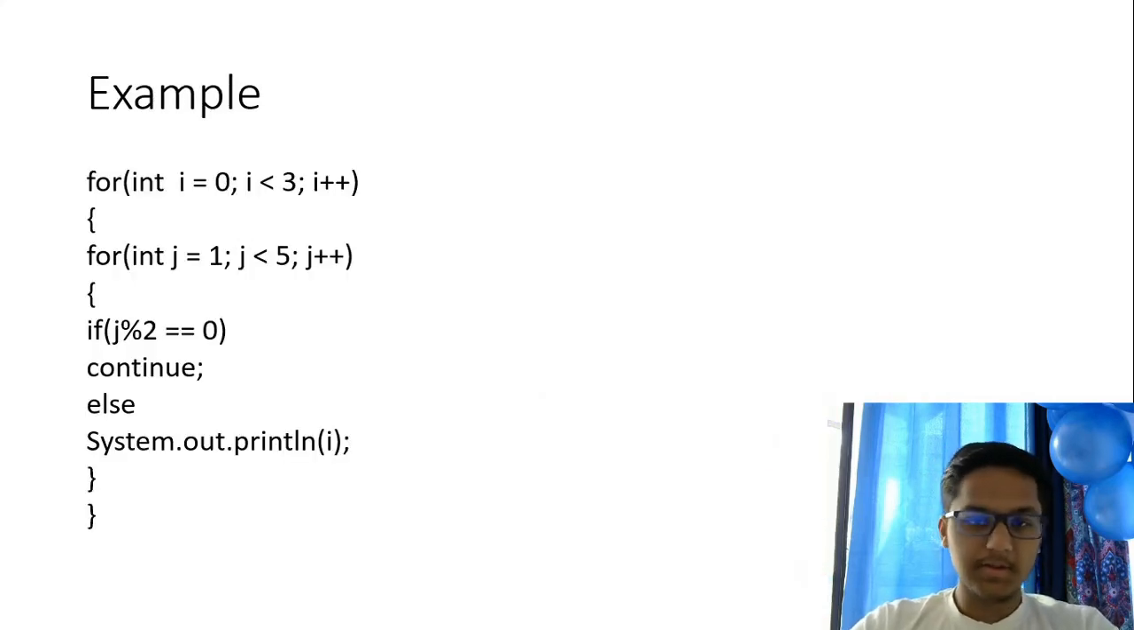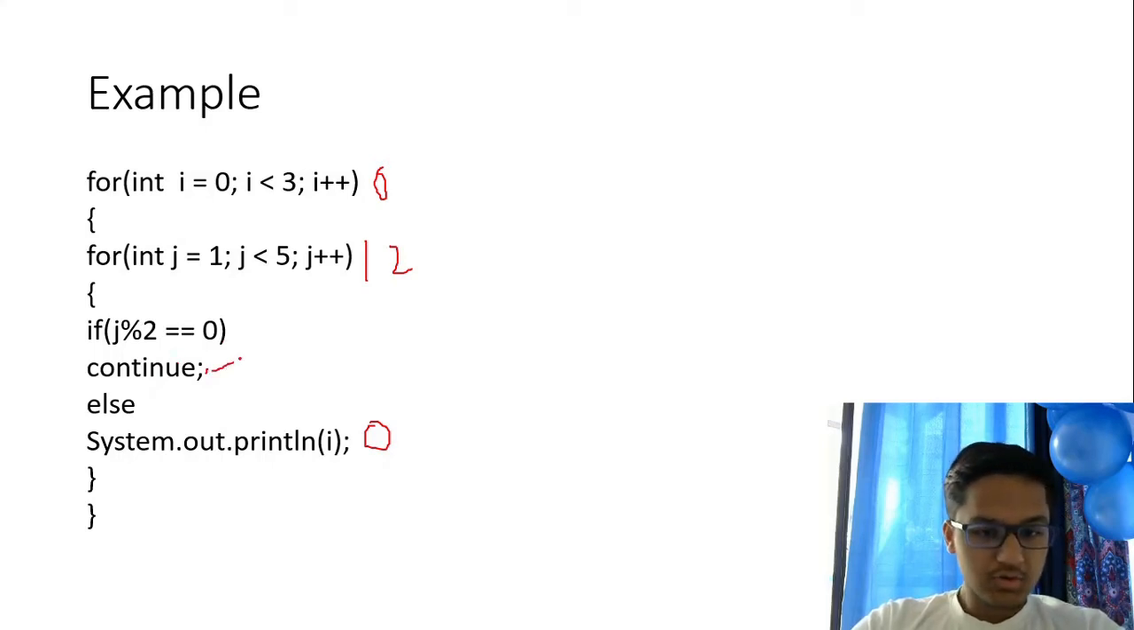Now let's have a look at the same example, but instead of break, we are using continue over here. So it's the same code. First i is equal to 0, then it goes over here, j is 1. So j mod 2 is not equal to 0, so it's going to go to else, and it's going to print i, which is currently 0. Then again, it's going to go to the j iteration. j is going to become 2 this time. So j mod 2 is equal to 0, which is true. So it's going to continue, and it goes directly to the update expression.